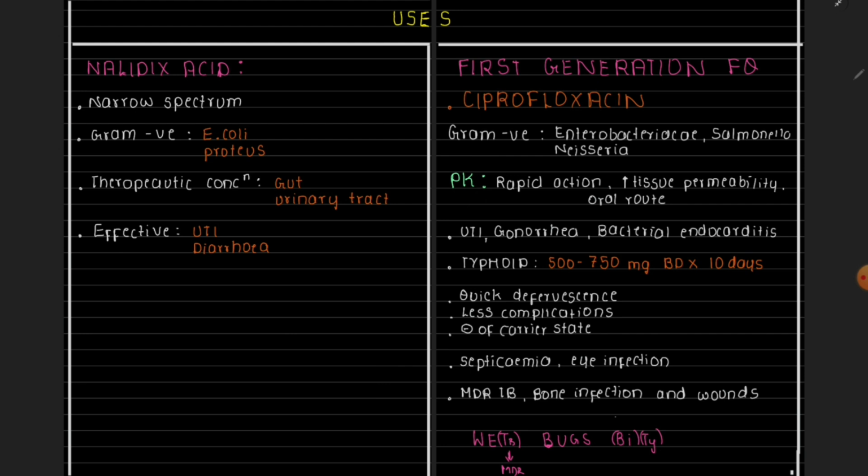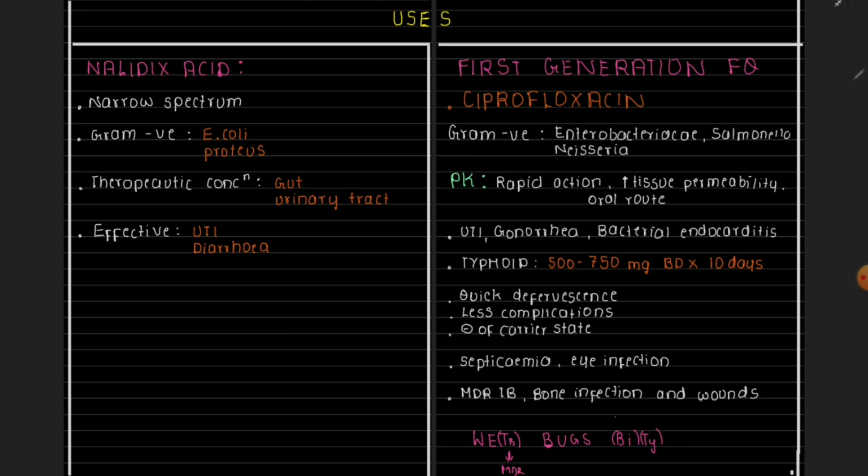Pharmacokinetics of this drug, we just saw the main features, so it's the same. It has a rapid action and it has very good tissue permeability and it can be given through the oral route. Now let us look at the conditions in which ciprofloxacin can be used. Now it has many uses, all of which are extremely important. So you can remember them easily with the help of the mnemonic wet bug's bite.